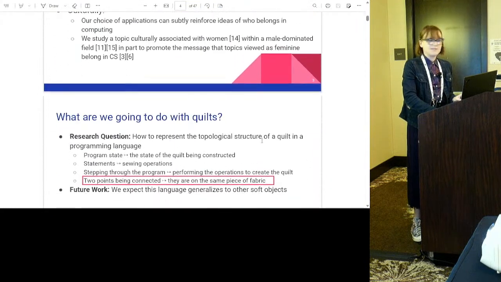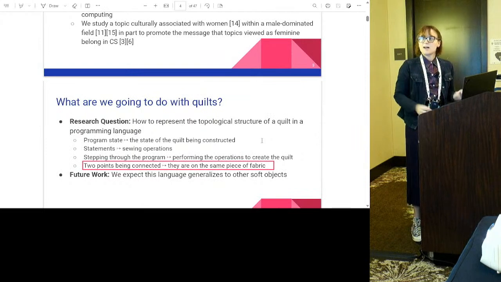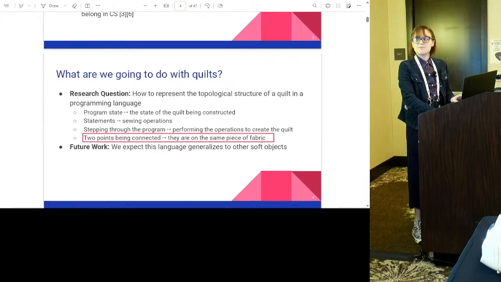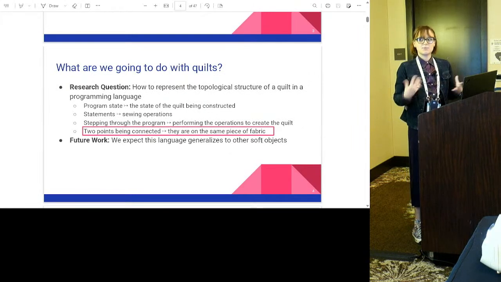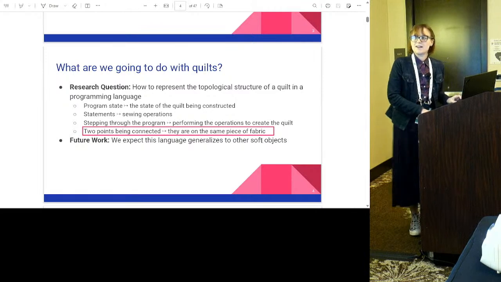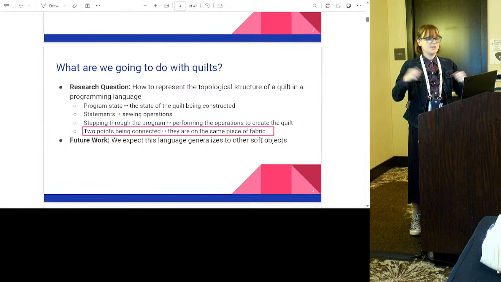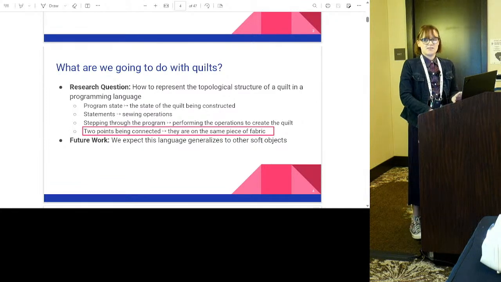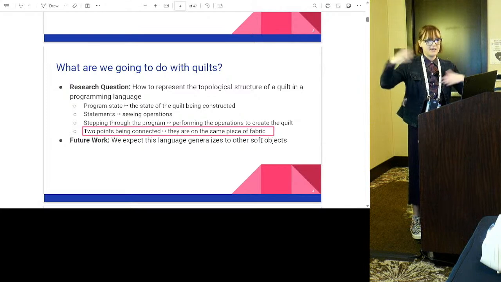So how are we going to incorporate these homotopy type theory ideas with quilts? Our research question is how we can represent the topological structure of a quilt in a programming language. The way this works out is that the program state is the quilt in progress that you're constructing, as you sew new pieces onto itself. The statements of the programs are the sewing operations that you're performing, and as you step through the program, you're performing those operations that construct that whole quilt structure.